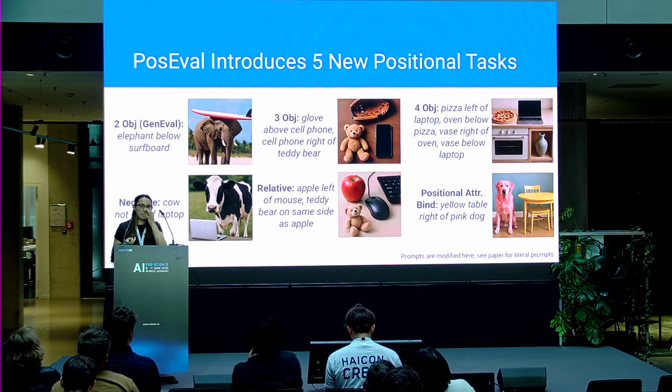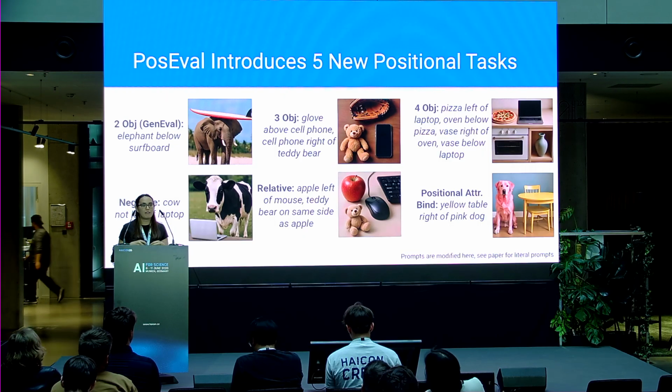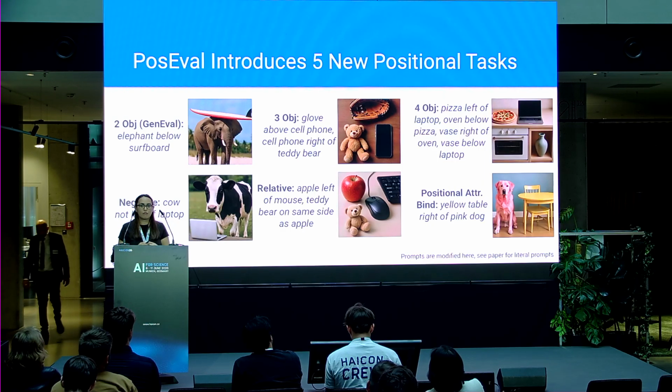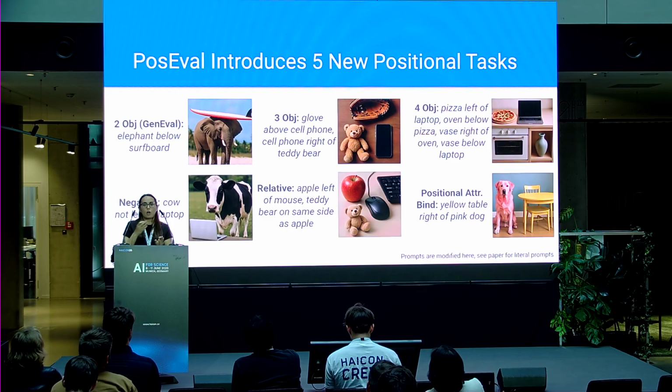So we introduce a new benchmark, which we call PosEval. It's an extension of the benchmark that I talked about earlier, GenEval. We start by inheriting this position task from GenEval. We call it toObject, and then we extend it up to 3 and 4 objects. We also test some more prompt comprehension capabilities of the models. So we have these negative prompts where the 2 objects should not be in a certain relation to each other. And then we also have relative prompts, which is things like it should be on the same side or it should be on the opposite side.